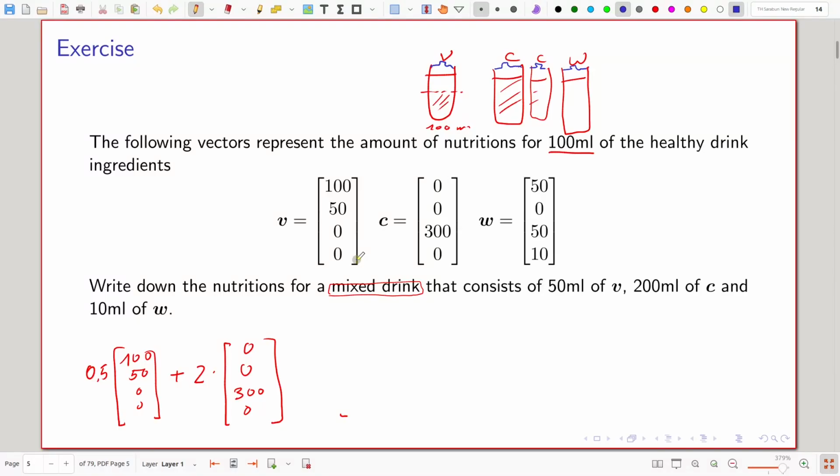And finally, if you take 10 milliliters, you get 0.1 times W. And what do you get as a final product? So what's the top number?